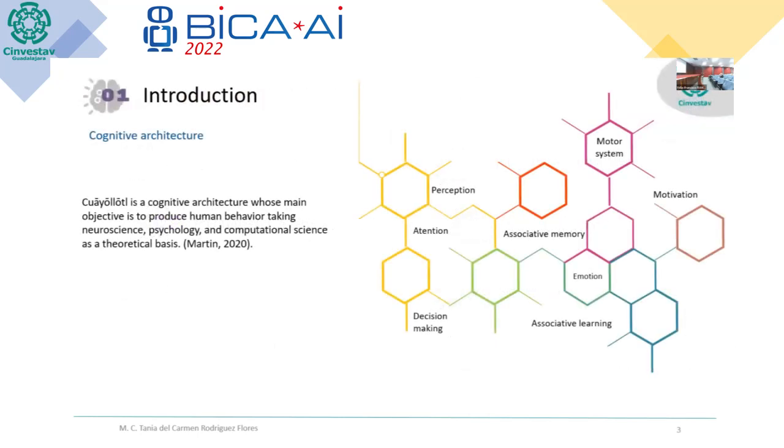This proposal is a component for a bigger cognitive architecture called biology. This architecture is composed of different cognitive functions, such as perception, attention, decision making, associative learning, associative memory, motivation, motion, etc.